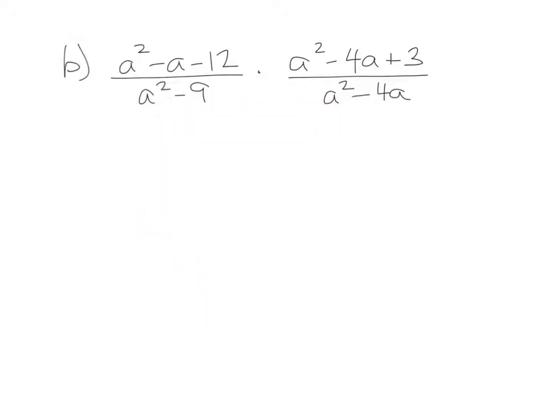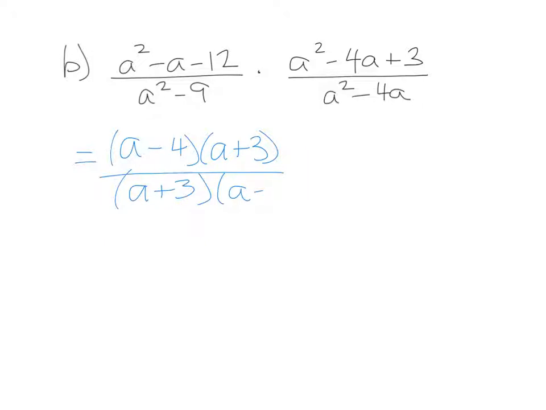This is another one of multiplying rational expressions. They look a little more complicated. But what do you think we need to do? Factor, right. So the first one factors to a minus 4 times a plus 3 on the top, and the bottom is a difference of squares. So that's a plus 3, a minus 3.